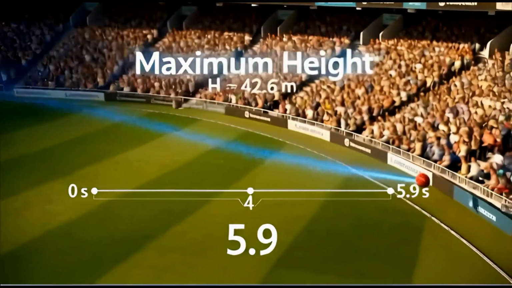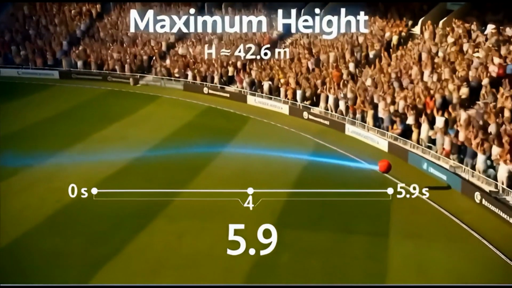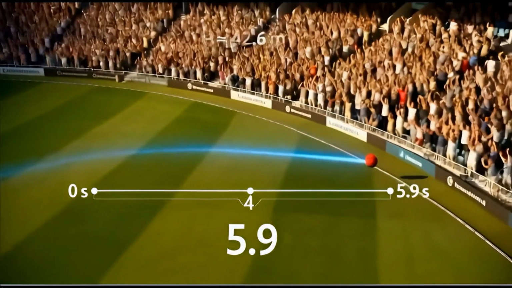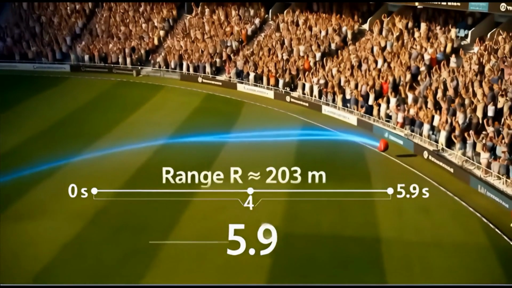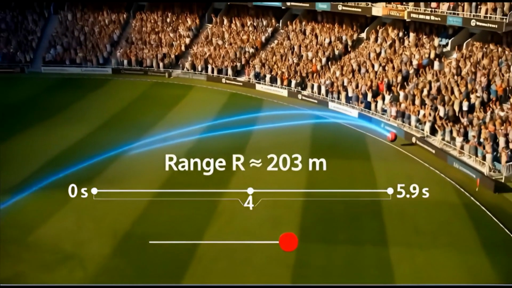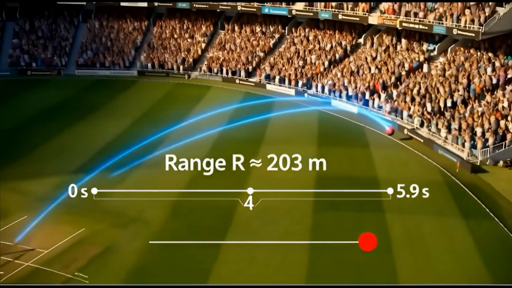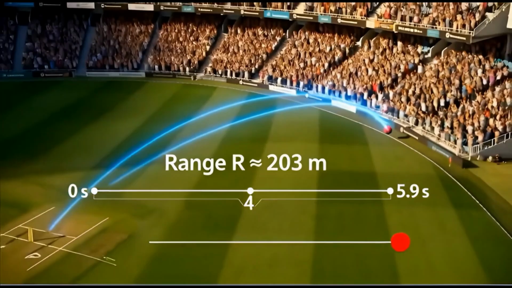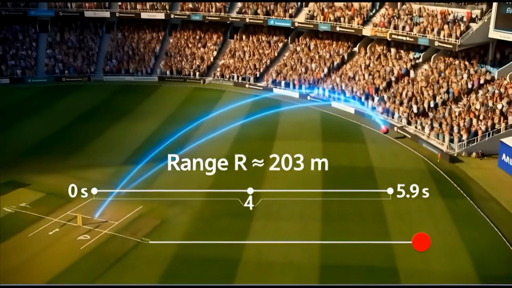The total time the ball remains in the air is known as the time of flight. This duration depends on the initial speed of the ball and the angle at which it was released. By applying the equations of projectile motion, we can determine precisely how long the ball stays airborne. The horizontal distance traveled by the ball is called the range of the projectile. This range depends on the initial velocity, the launch angle, and the acceleration due to gravity.